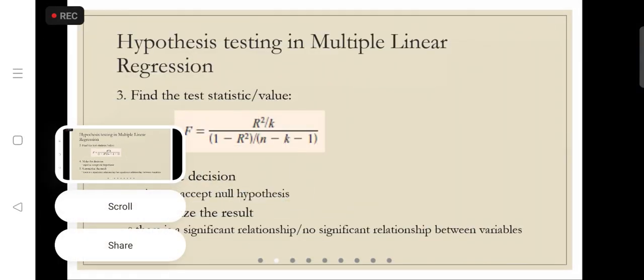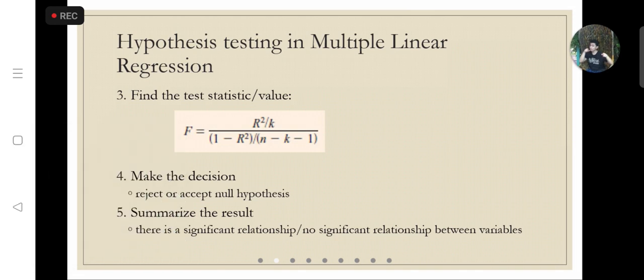For simple linear regression, what we use here is computing for the t using the correlation coefficient. So this time, we will use the correlation coefficient. Our F is equal to R squared divided by k, over 1 minus R squared, over n minus k minus 1.